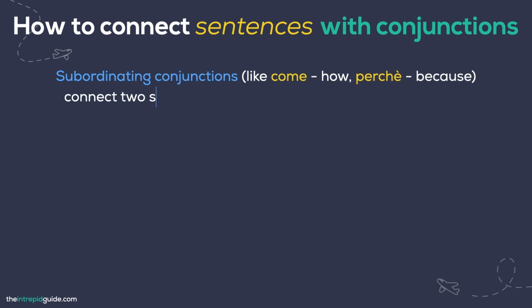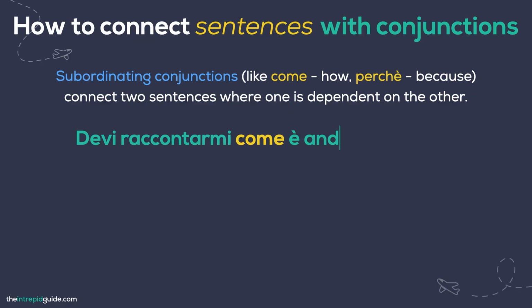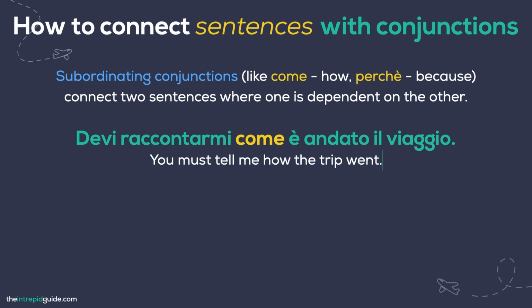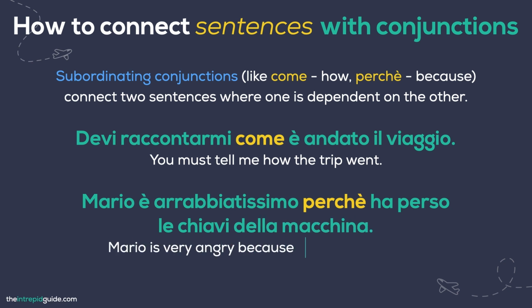Subordinating conjunctions, on the other hand, like come, meaning how, and perché, meaning because, connect two sentences where one is dependent on the other. Take a look. Devi raccontarmi come è andato il viaggio. You must tell me how the trip went. Mario è arrabbiatissimo perché ha perso le chiavi della macchina. Mario is very angry because he lost his car keys.